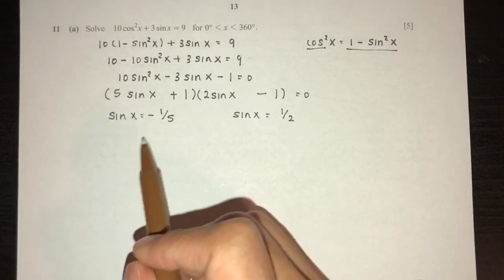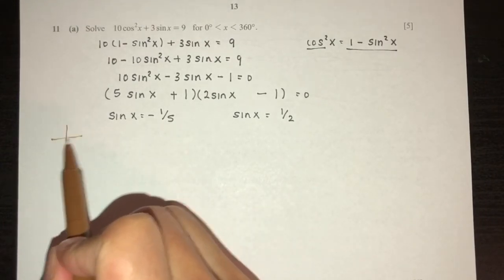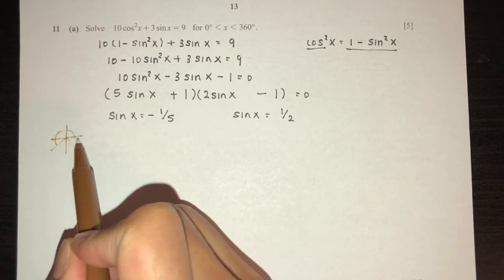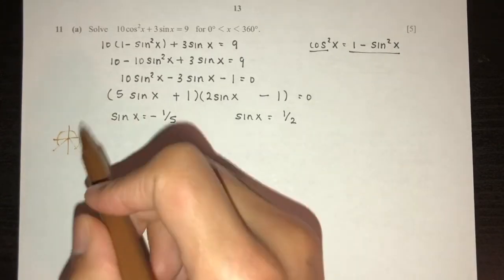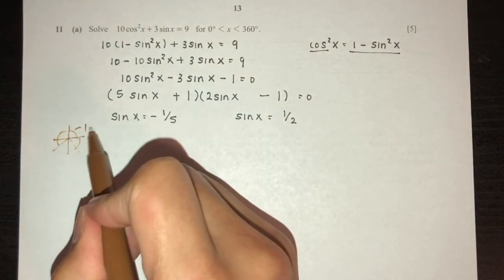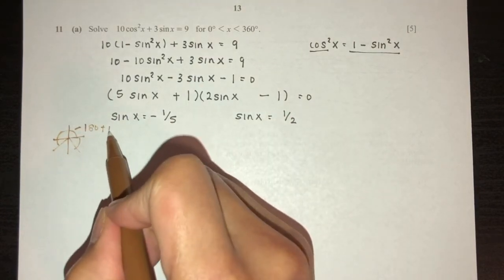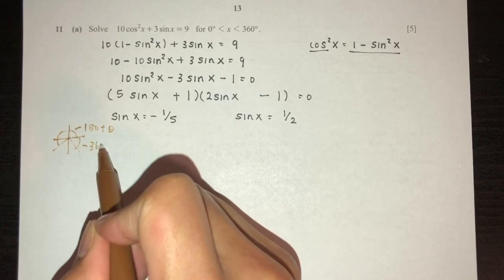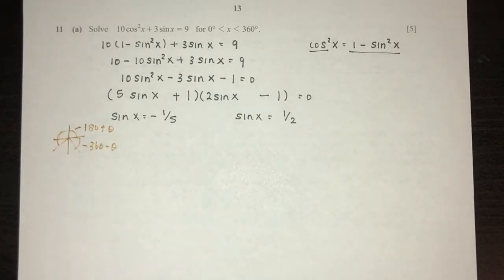So for this one, since sine is negative, it will be in your third quadrant and your fourth quadrant. The third one will be theta. So usually we use 180 plus theta. This will be 360 minus theta. So let's first find the value of theta.